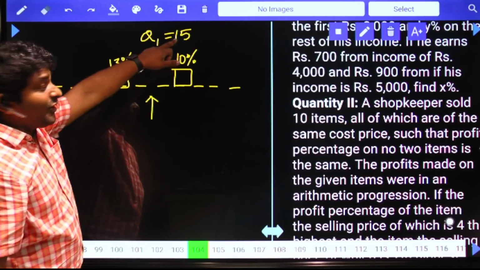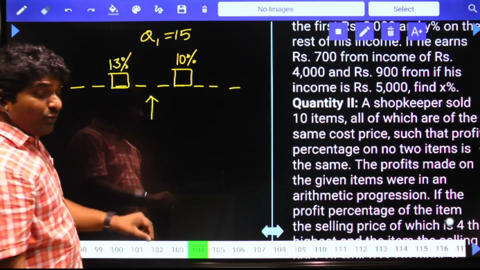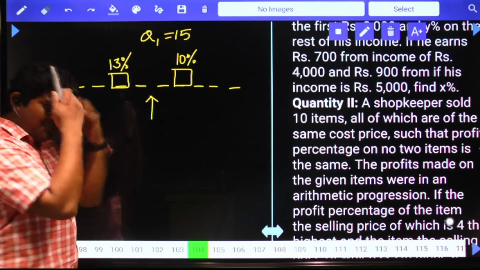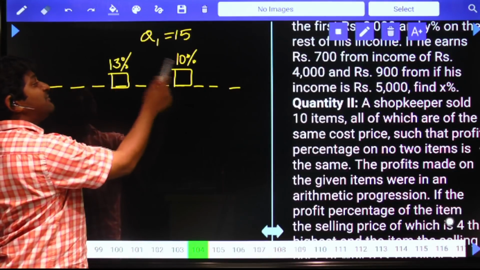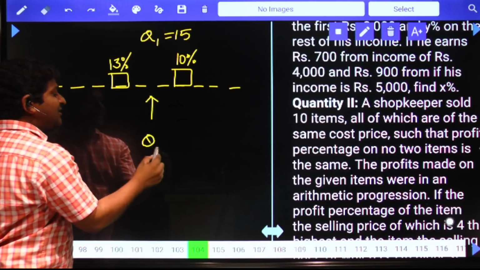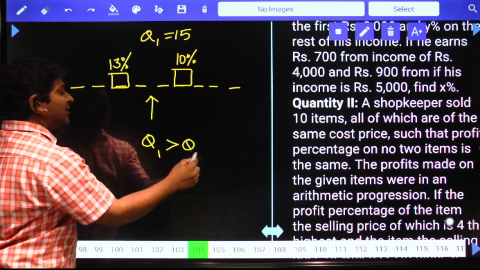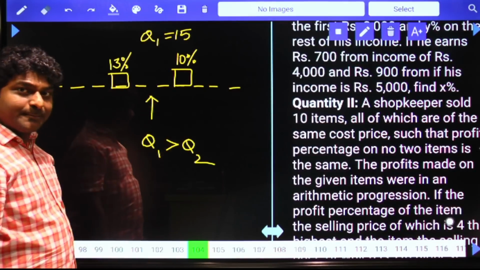You know that already Q1 is equal to 15, and now in Q2 we will get some number which I don't want to calculate, some number which is in between 10 and 13. Hence here also without calculating we can answer Q1 is more than Q2.